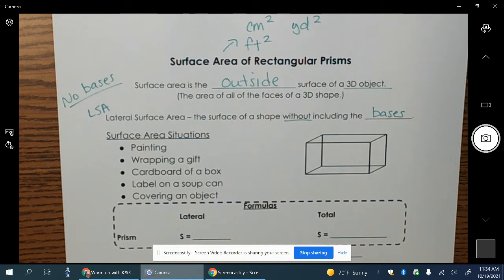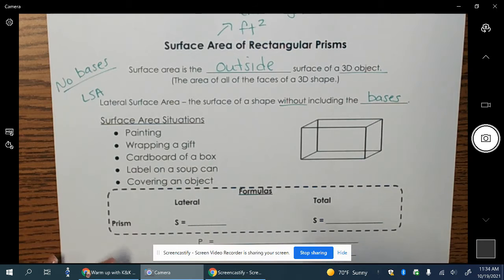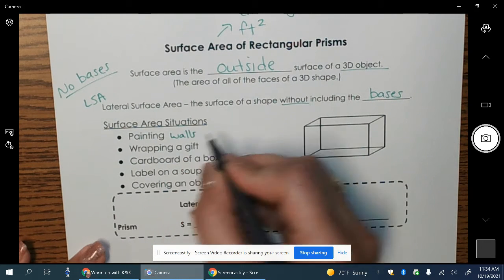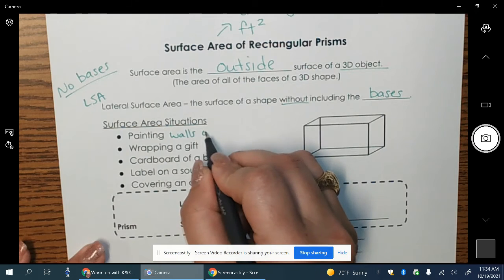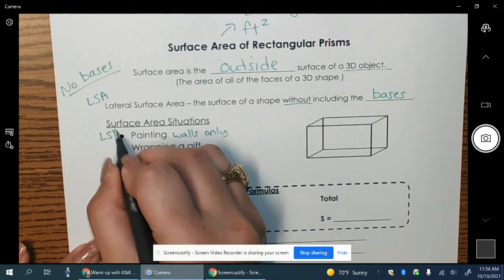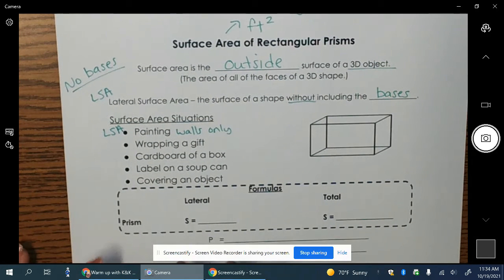So in real life, when would I ever want to know the area of something without the bases? When you're building a house, lateral. If you're painting the walls only of your house, is that something normal? Yes. Most people don't paint their ceiling and their floor. That's lateral surface area if I'm painting just the walls.